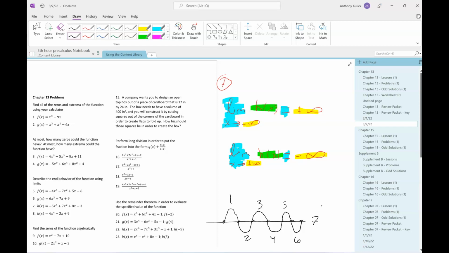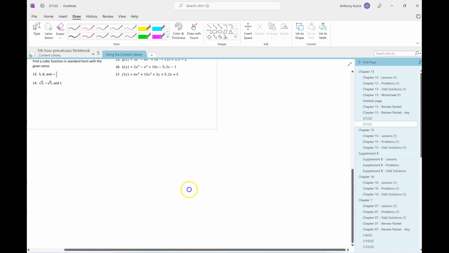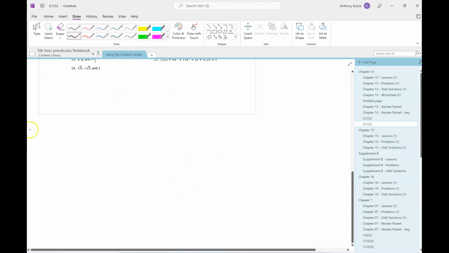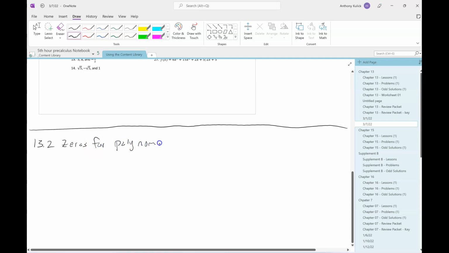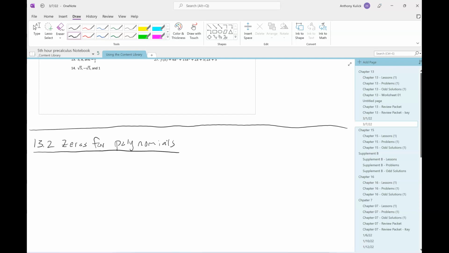Okay. All right. So last time, one of the things we talked about was using our calculator to find the x-intercepts or the zeros for these polynomial functions, right?